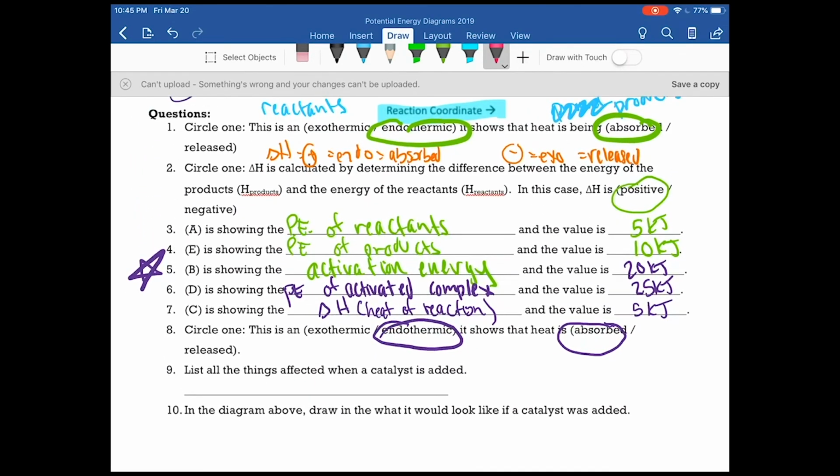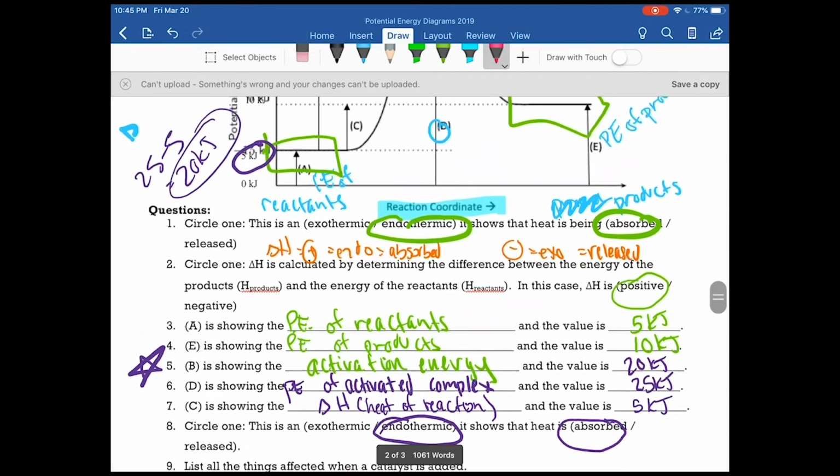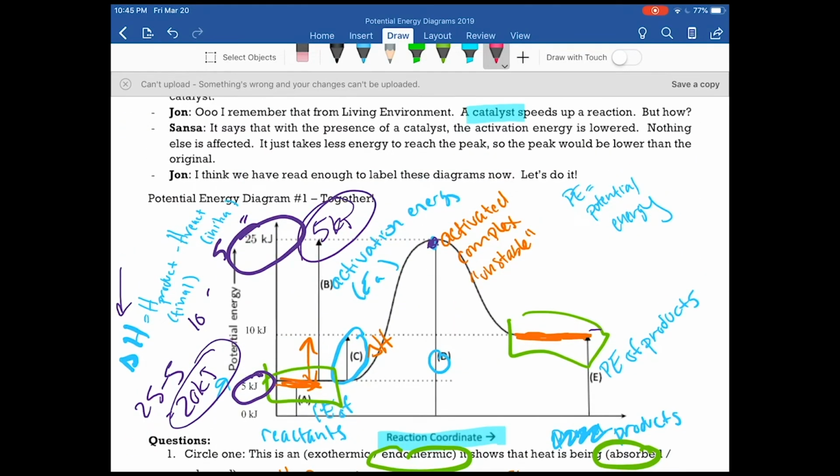Number 9 is something we've been previewing all along, the catalyst. If you go back to the reading, the catalyst speeds up the reaction by lowering the activation energy. So what does it mean on the graph? I'm going to write this in pink. It does not change where you start. It does not change where you end. All it does, the dotted line in pink, is lower the peak.